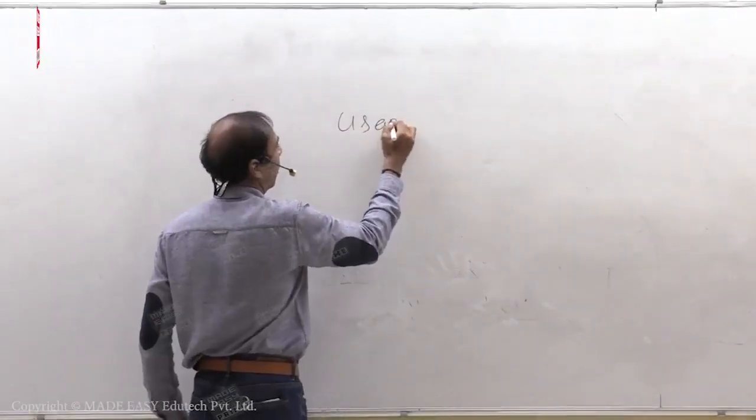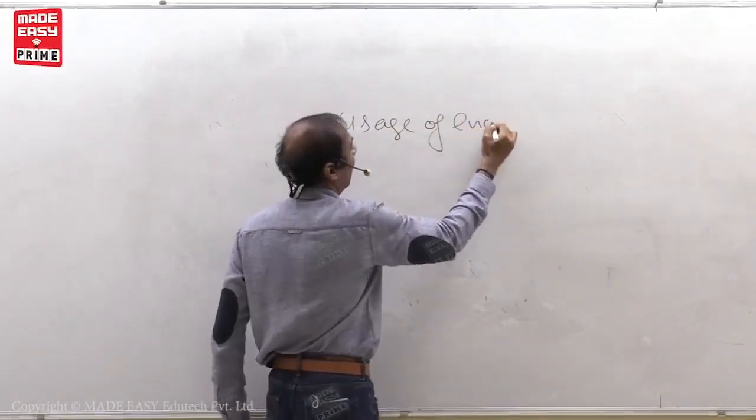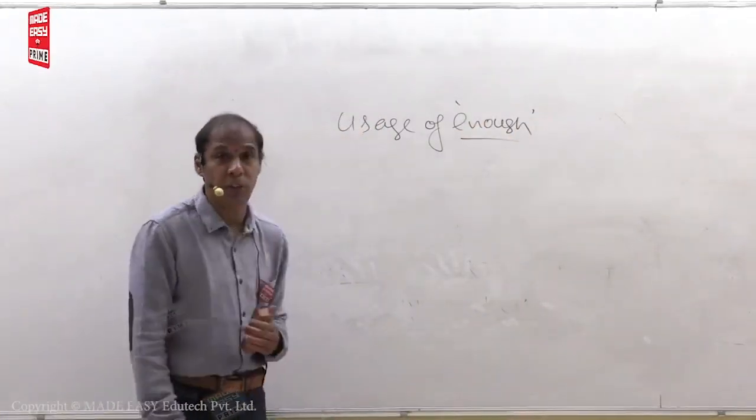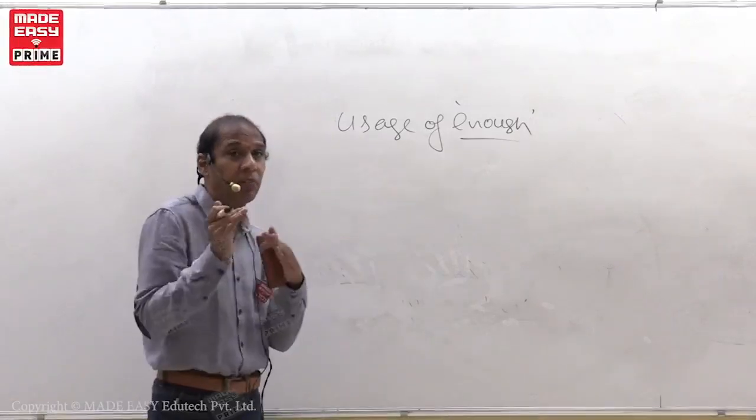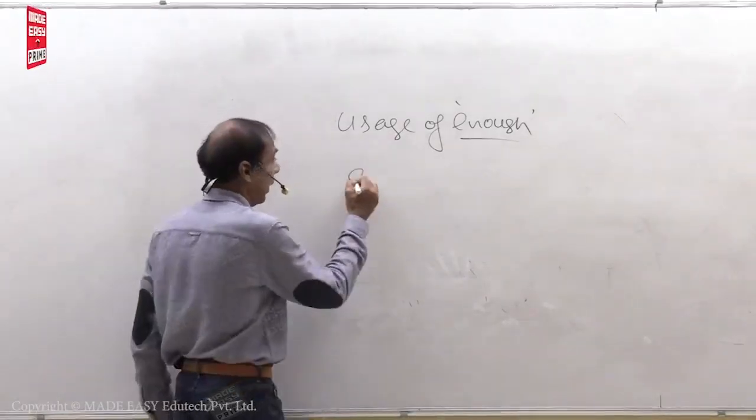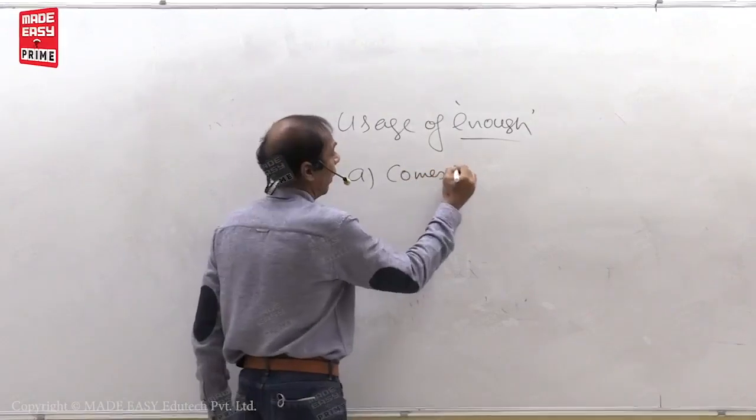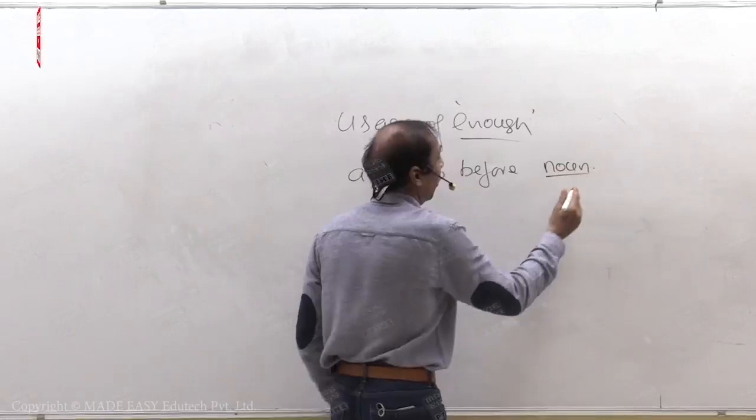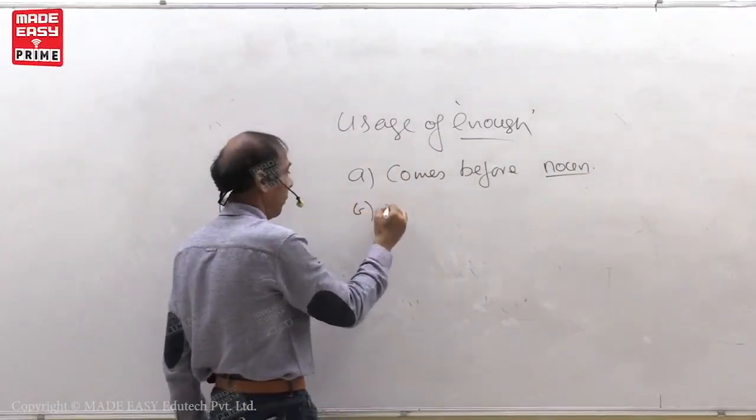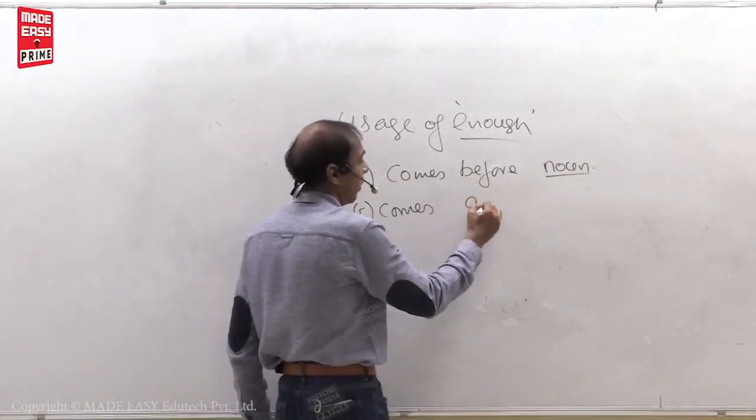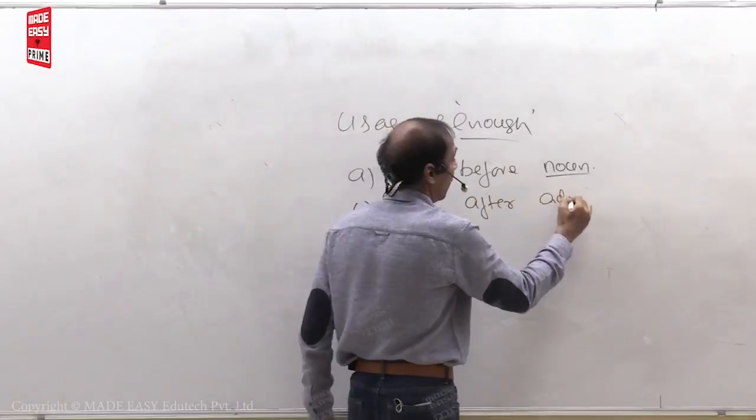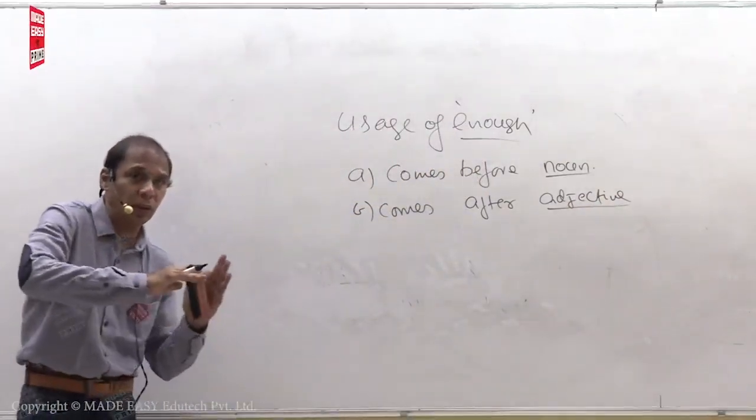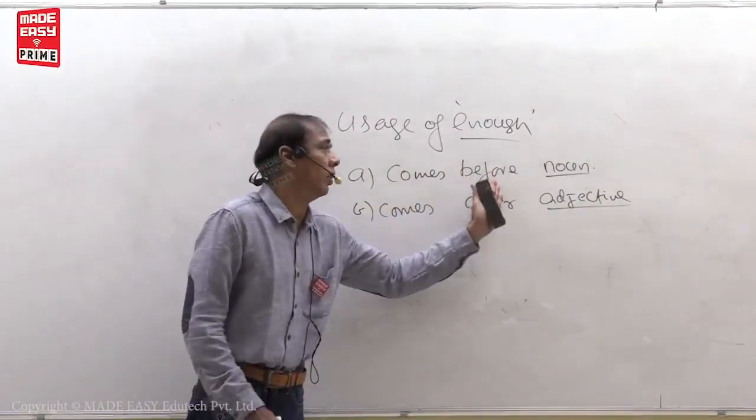Next. Usage of enough. Every time it is asked in the exams. Where we have to use enough. It means, what is the placement of enough in a sentence? Very important. It comes before a noun. In the case of a noun, it comes before. It comes after an adjective. In the case of an adjective, it comes after.